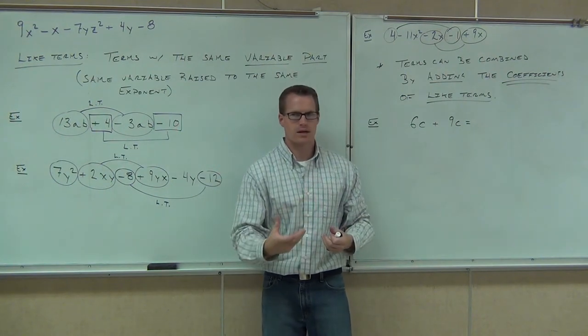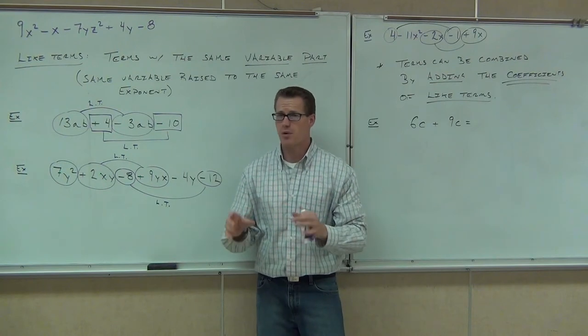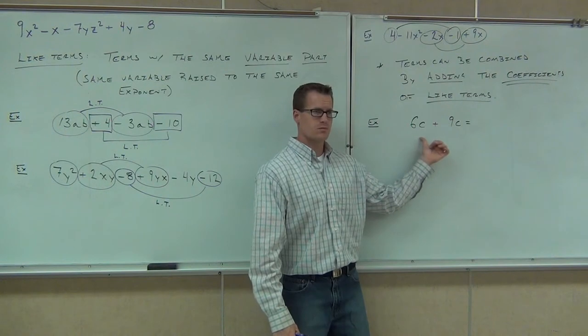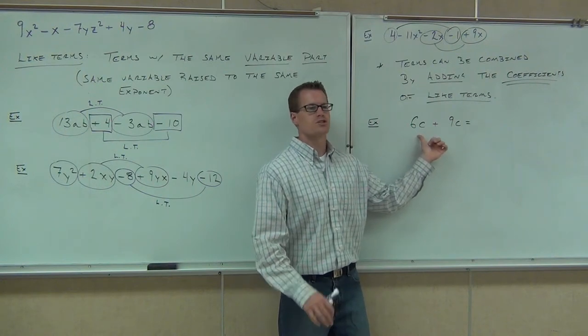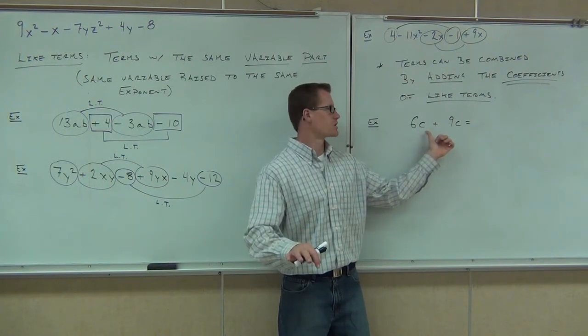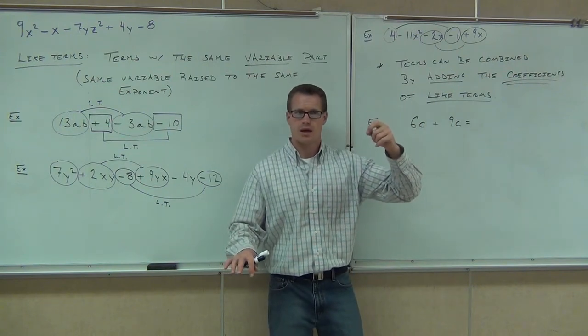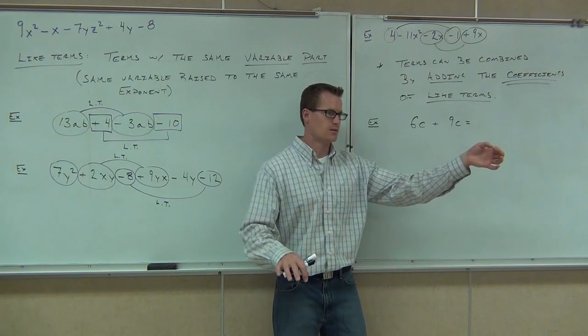What we do to combine our like terms, we keep our variable part the same. All we really do, we look at the coefficients. What's the coefficient of this one? 6. The coefficient's just a number, folks. 6. What's the coefficient here? 9. Add those coefficients together. 15. And then we keep the variable part. That's how you add like terms.